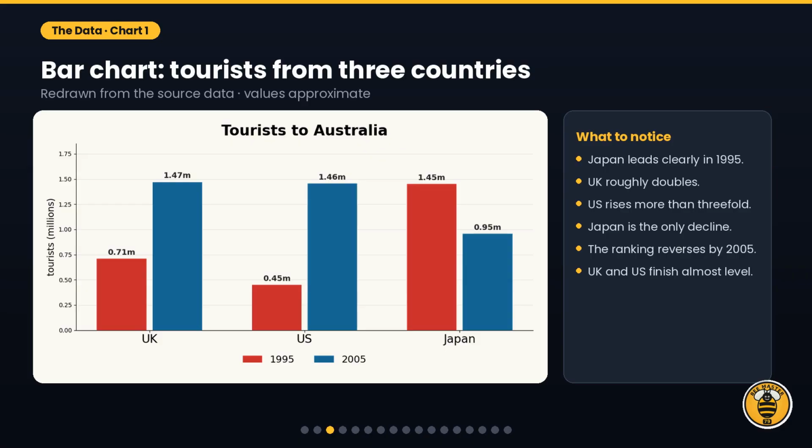This is the bar chart redrawn from the original. In 1995, the United Kingdom sent roughly 710,000 tourists, the United States about 450,000, and Japan around 1.45 million. By 2005, Britain had risen to about 1.47 million, America to about 1.46 million, and Japan had fallen to roughly 955,000. Notice that the ranking completely reverses.